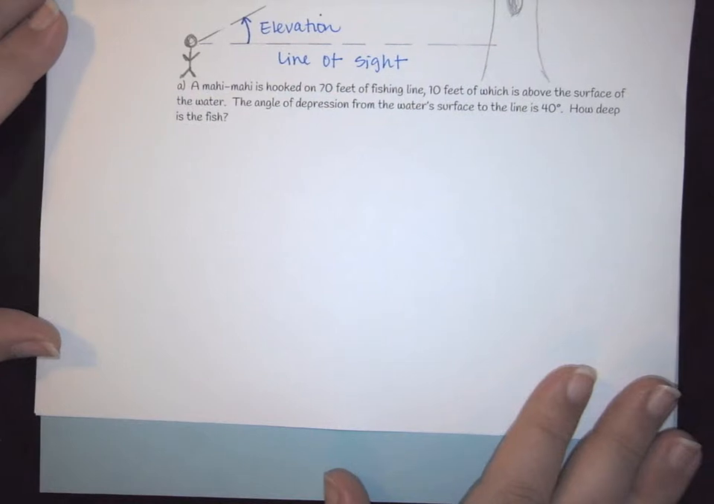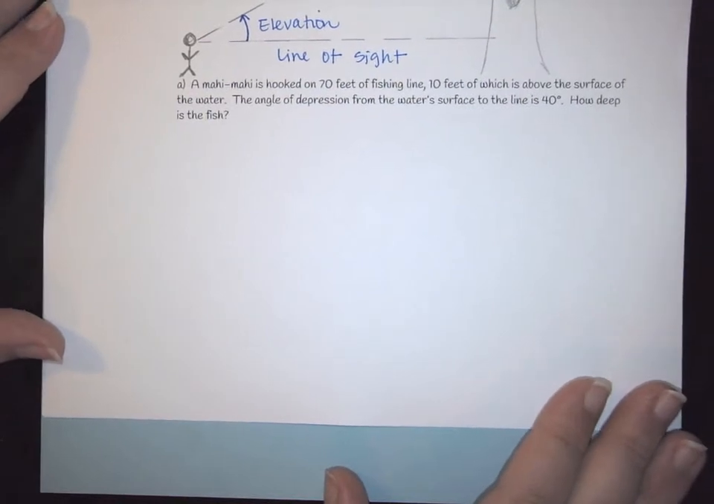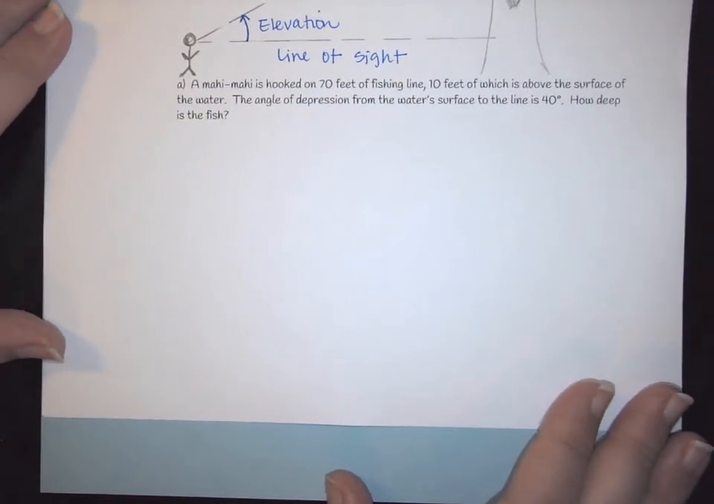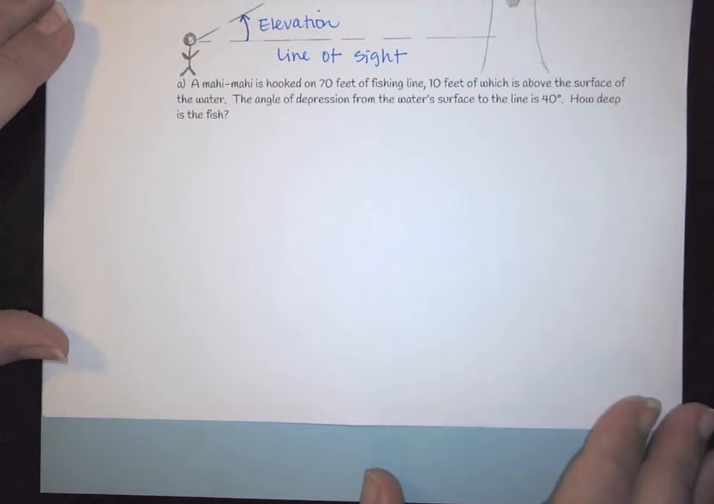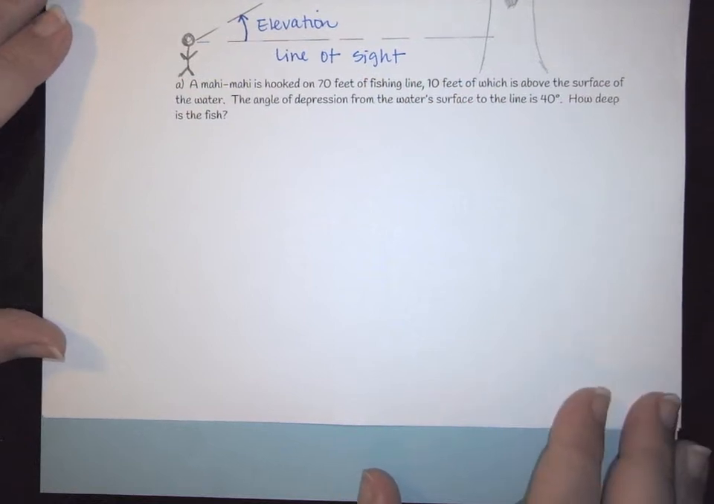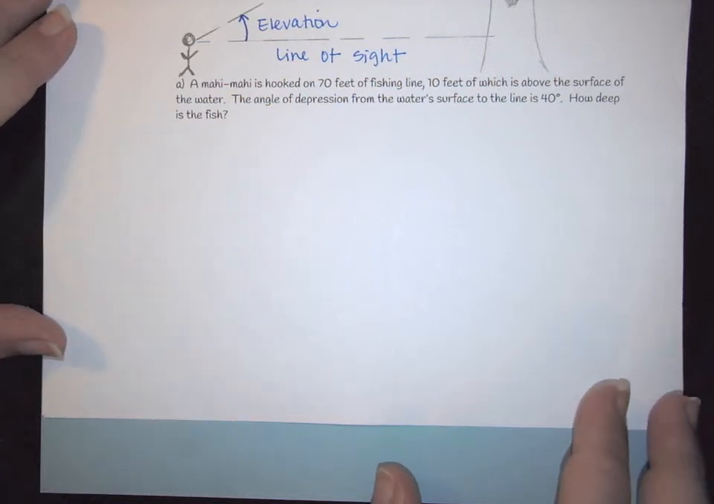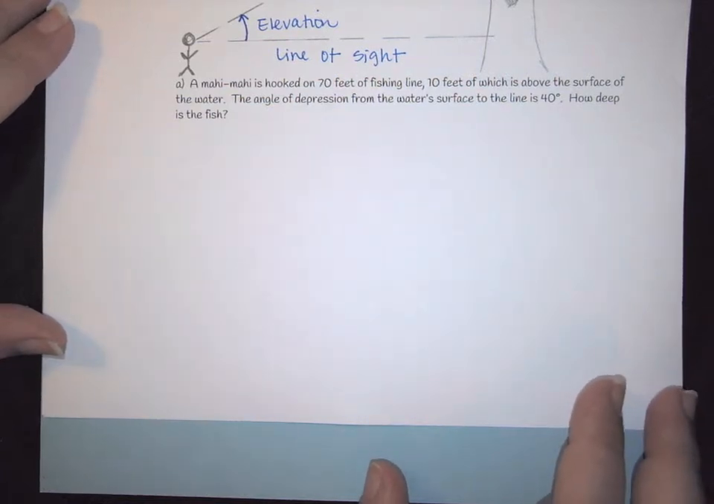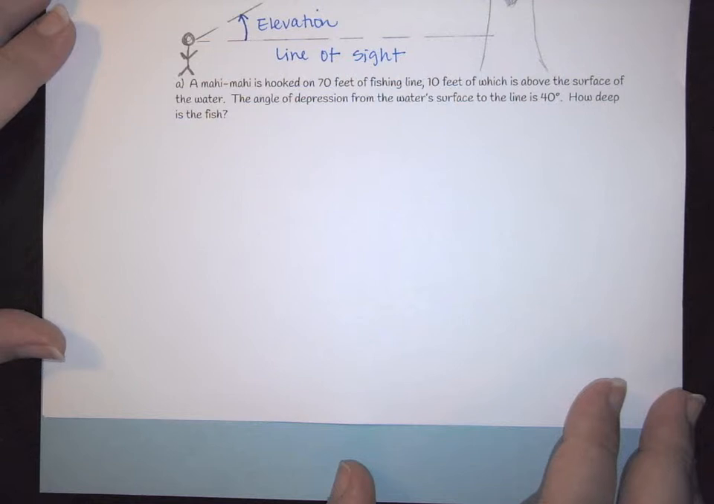So in this first example, we have that a mahi-mahi is hooked on a 70 feet fishing line, and 10 feet of which is above the surface of the water. The angle of depression from the water surface to the line is 40 degrees. How deep is the fish?